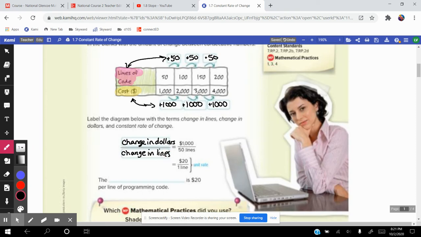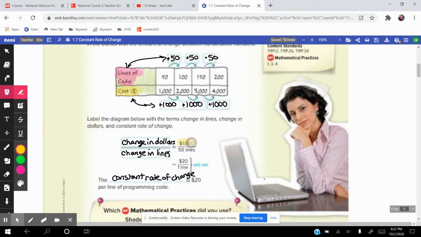In the next part, the constant rate of change is $20 per line of programming code. We got that by simplifying 1,000 divided by 50 lines, which reduces down to $20 per one line. We reduced it down to the unit rate.